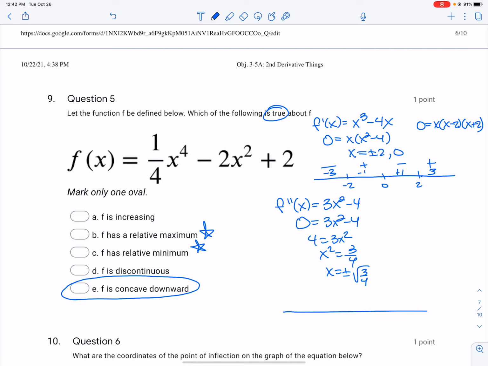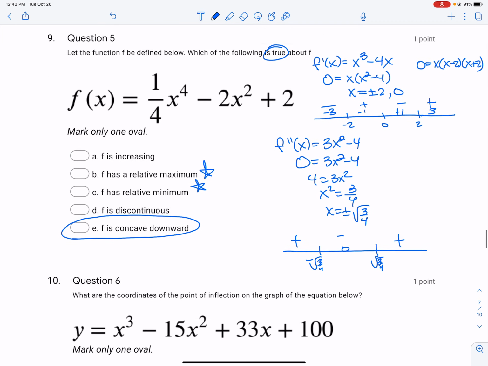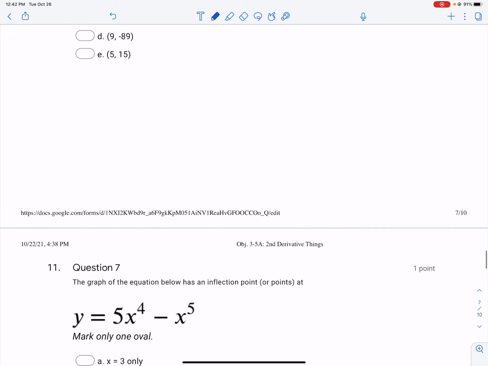So you will get negative, positive. When I plug in 0 in here, I'll get a negative, and it'll be positive and positive on each side. So essentially, in this case, it's not concave downward on the entire interval, which is why it should have been false, not true.